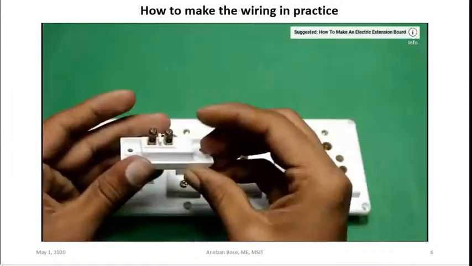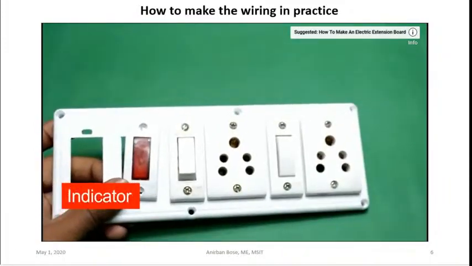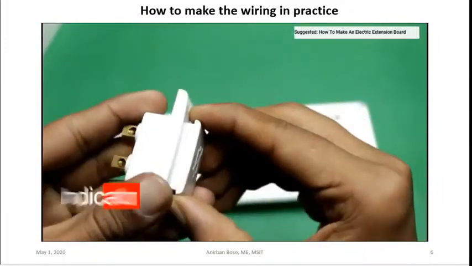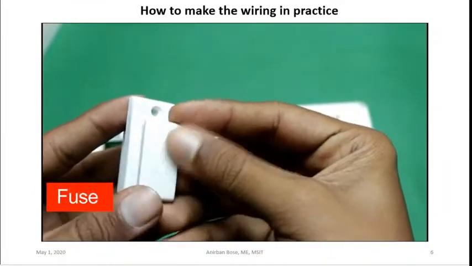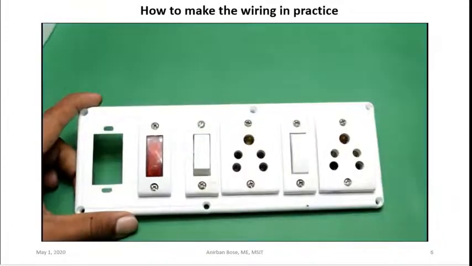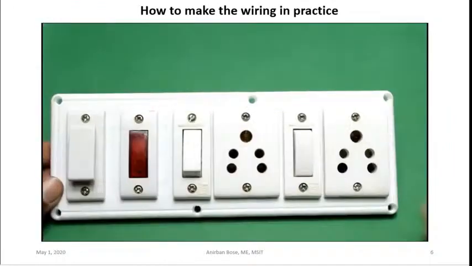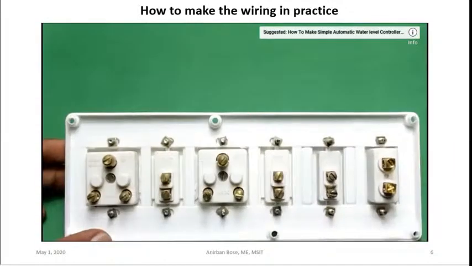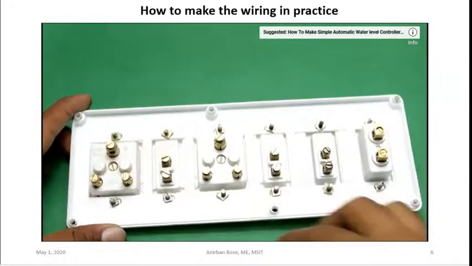You can see here is the indicator, which is connected in this way, and this is the fuse. So here the people are trying to make a switch box which contains two 3-pin sockets, one indicator and one fuse. Now this is the most important part, how the connection is made.